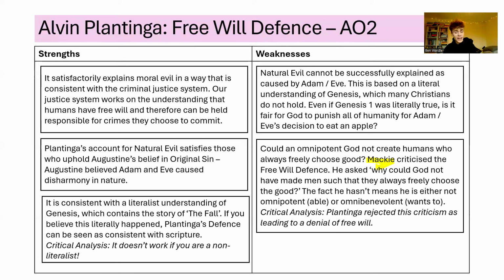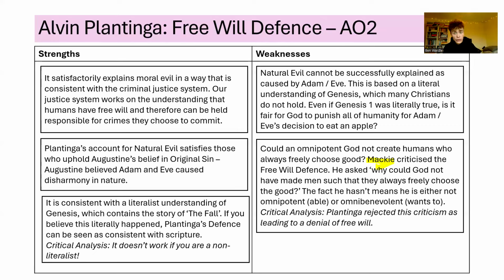The fact that he hasn't means he is either not omnipotent, he's not able to do that, or he's not omnibenevolent. He doesn't want to do that. So Mackie makes, I think, a really interesting criticism here of Plantinga, and it is based on the nature and attributes of God. He's saying, well, if God is all powerful, surely he could have made men such that they always freely choose the good.